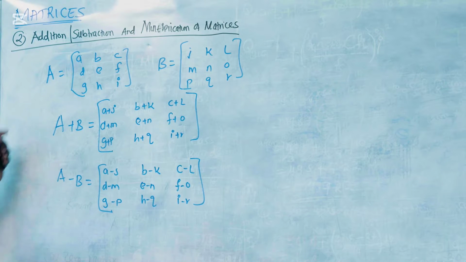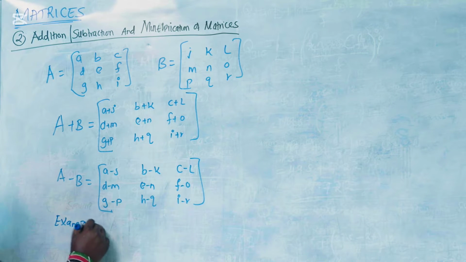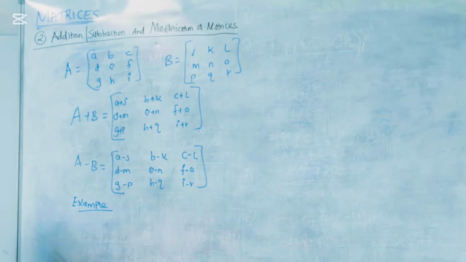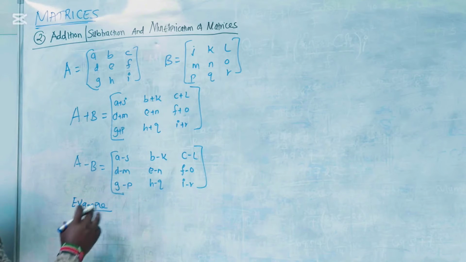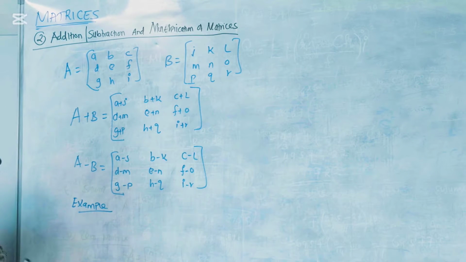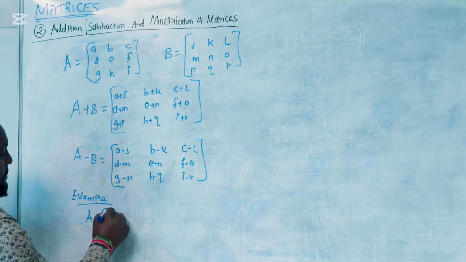So the example is this. I can take one example. I know when it comes to addition and subtraction, we don't have a problem. Most of the students don't have a problem, so I don't want to waste much time on that one. I want to put much emphasis on how we multiply two matrices. So I'm just giving a simple example.